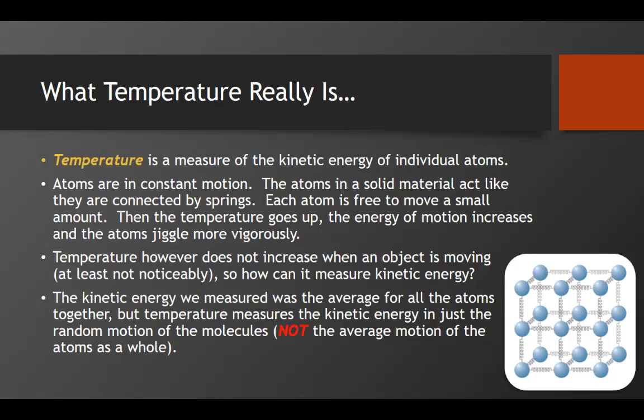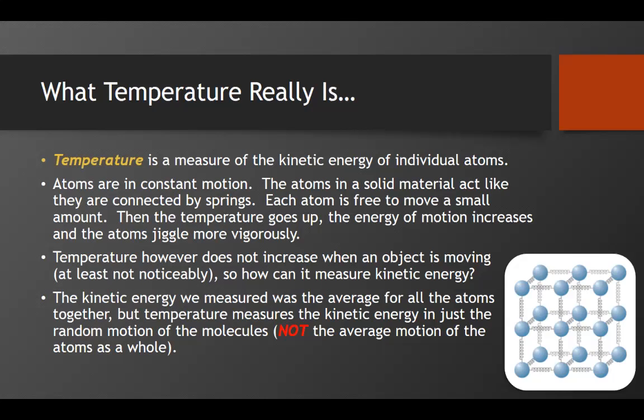Temperature does not increase when an object is moving, at least not noticeably. There is some friction, and that's a force acting upon the material, but that's a little different. So, how can it be a measure of kinetic energy that is different than the kinetic energy that we talked about before? Because this is the average internal kinetic energy of the entire material. Okay. So, the random motion versus what we've seen in terms of a non-random motion, or the movement of an actual object in terms of mechanics.